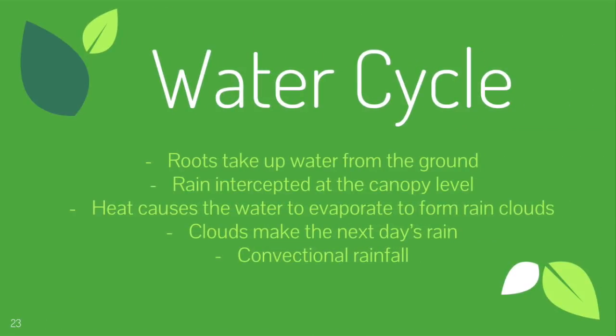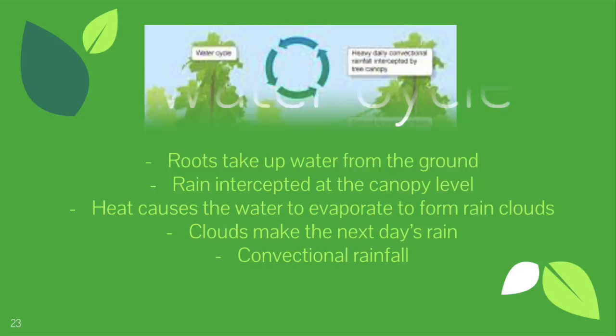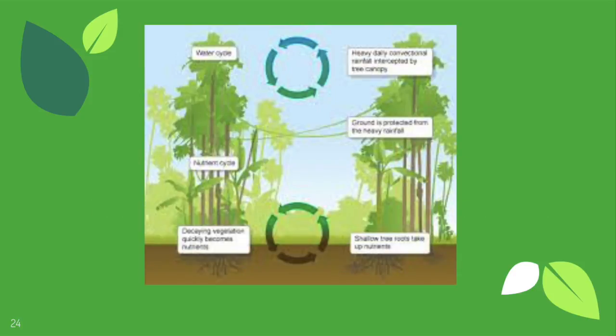The water cycle begins when the roots of plants take up water from the surrounding soil. The water moves through the plant and goes out through the stomata, a process called transpiration, and the water is released back into the atmosphere when it is evaporated from the plant leaf. The level of water in the atmosphere rises, and it eventually rains. The rainfall is intercepted at the canopy level, and the process begins again. This is convectional rainfall.